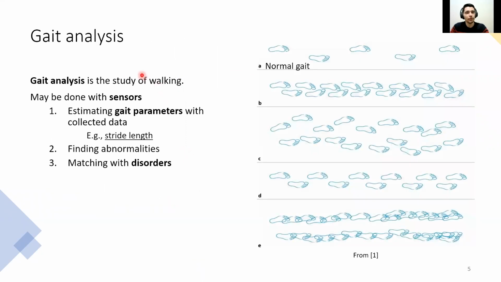The study of walking is called gait analysis, and it may be done with sensors. First, you estimate gait parameters with collected data. For instance, you estimate stride length. You find abnormalities, and then you match those abnormalities with disorders.